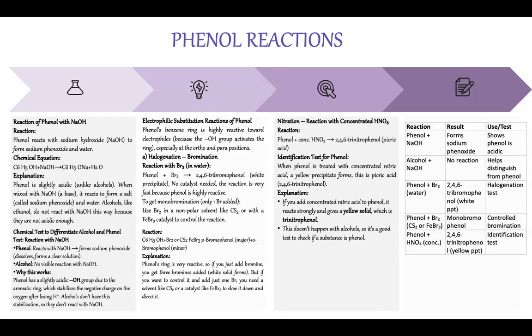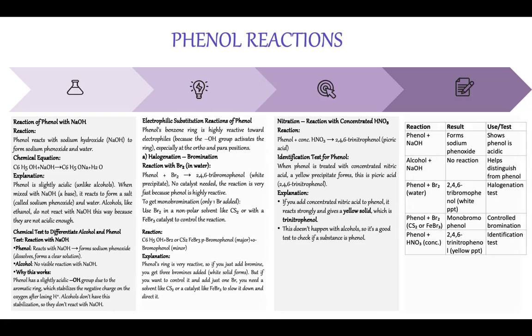Then we look into the electrophilic substitution reactions of phenol, where the phenol benzene ring is highly reactive towards electrophiles because the -OH group activates the ring, especially at the ortho and para positions. In bromination, with Br2 in water, phenol reacts with Br2 to form 2,4,6-tribromophenol, a white precipitate, and no catalyst is needed. The reaction is very fast because phenol is highly reactive.